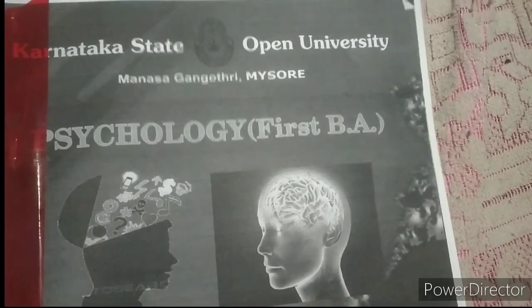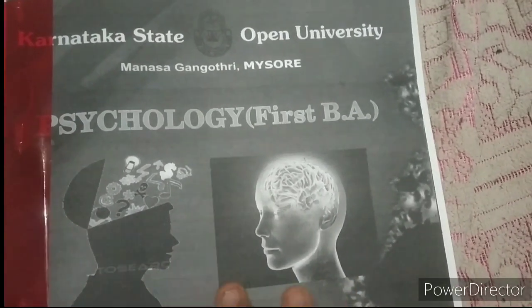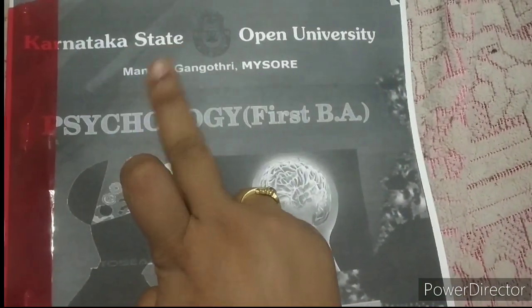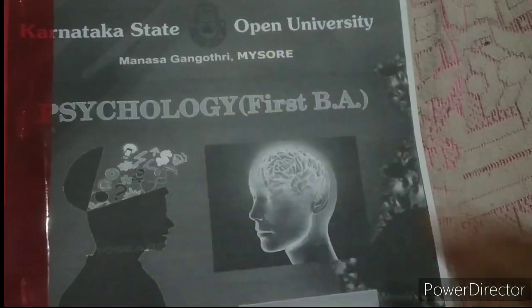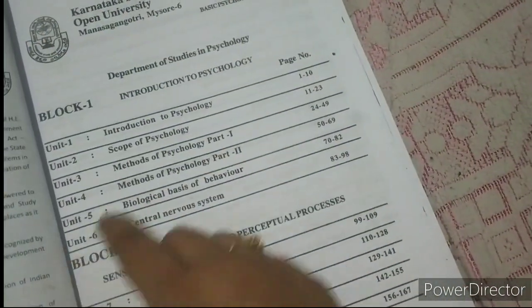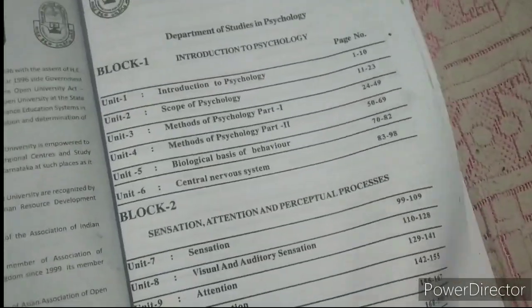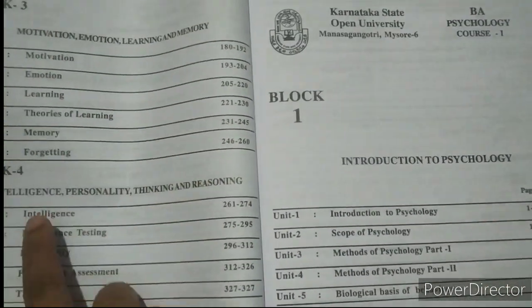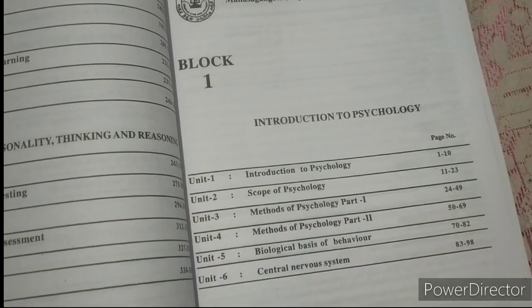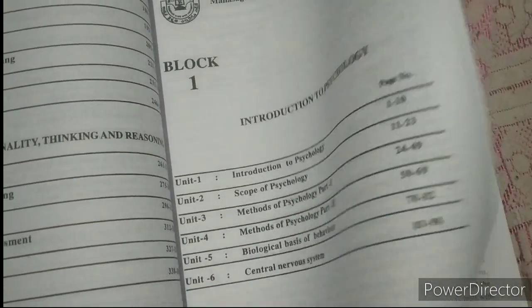Hello everyone. I have with me the textbook of Psychology, First BA of Karnataka State Open University, that is Manasa Gangotri, Mysore. Here we have 4 blocks in it: block 1, block 2, then block 3 and block 4. In that, let me introduce to you block 1, that is the introduction of psychology.